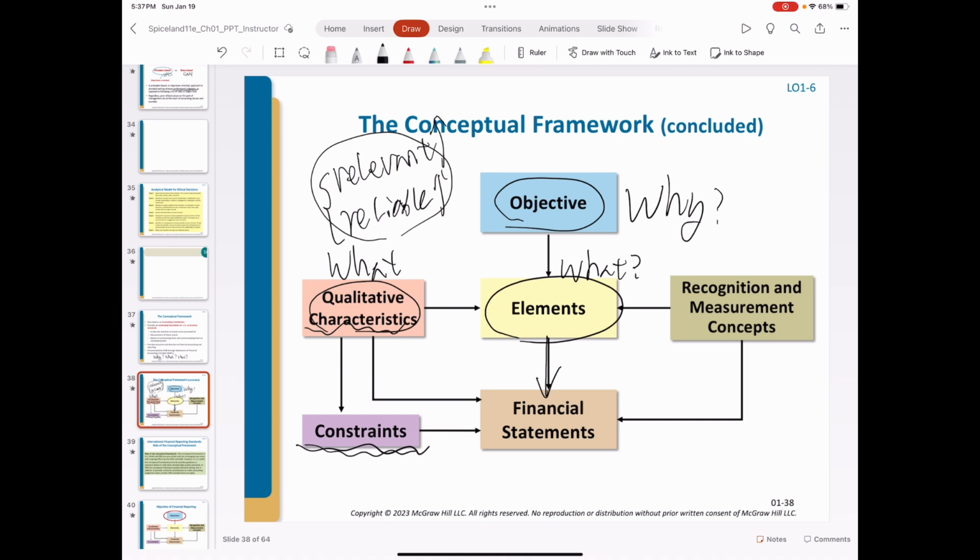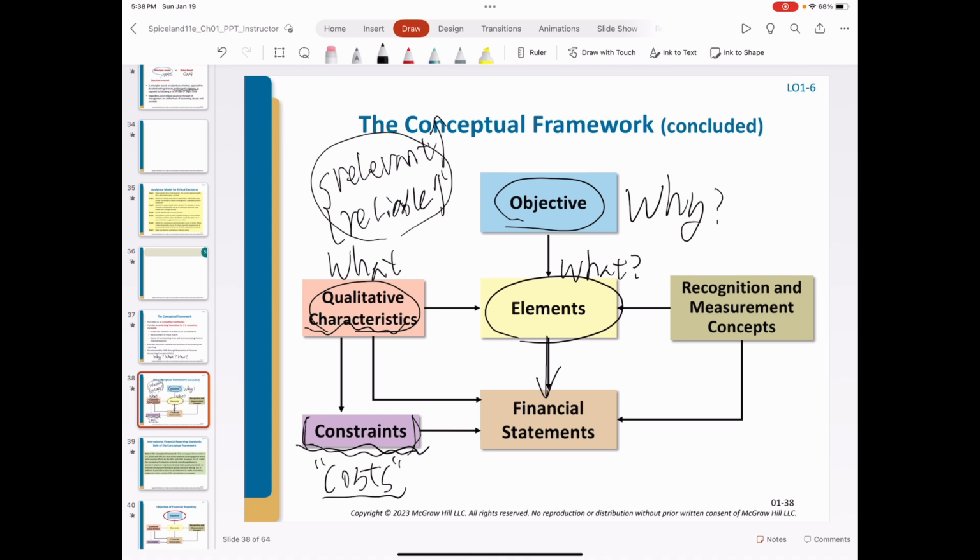What's the constraint? Actually, it is the cost. Okay, any information will incur costs. So we only report the information which has greater benefits than the cost. That's the constraint. That means when we include the information or improve the usefulness of information, we must consider the cost. If the information is too costly, we may not report it.